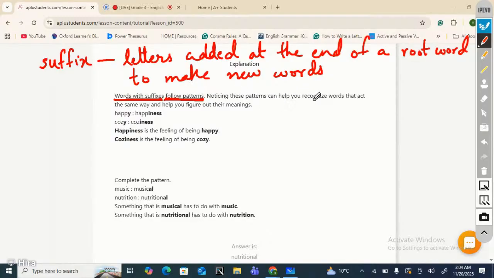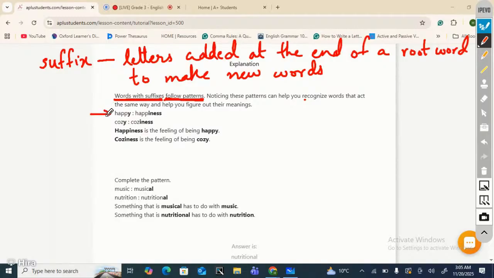Noticing these patterns can help you recognize words that act the same way and help you figure out their meanings. Words which have the same suffixes sometimes have the same part of speech, and it will help you figure out their meanings as well, because the words that share the same suffix share the meanings as well.